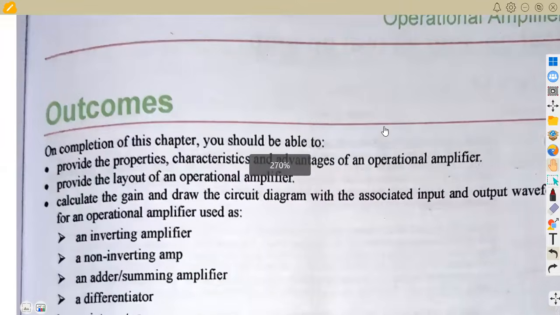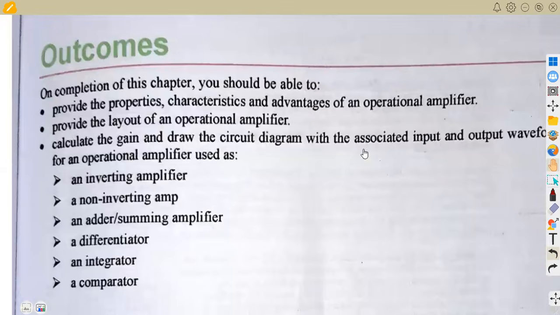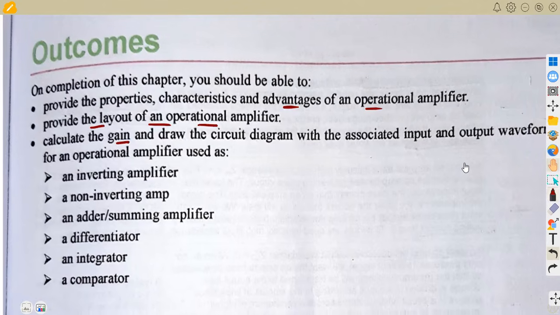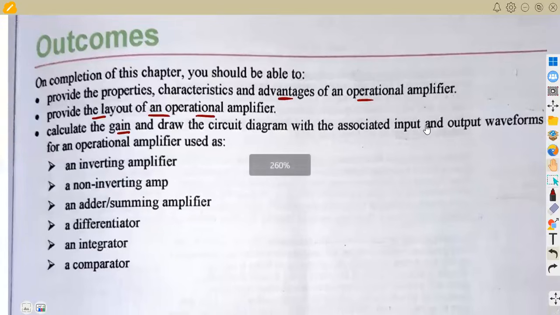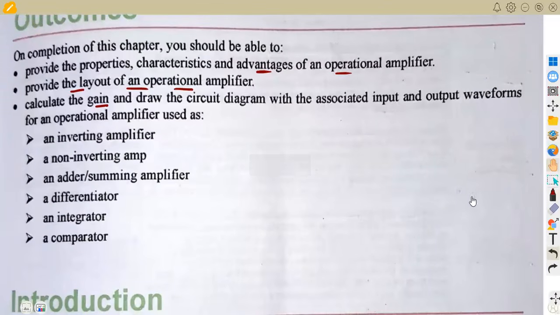So this is just our course layout, whereby you need to know the properties, the characteristics, and advantages of these operational amplifiers, also to provide the layout of an operational amplifier, to calculate the gain, and also to draw the circuit diagram with the associated input and output waveforms for an operational amplifier that is used as, so we are going to talk about an inverting amplifier, the non-inverting, an adder, which is the summing amplifier.